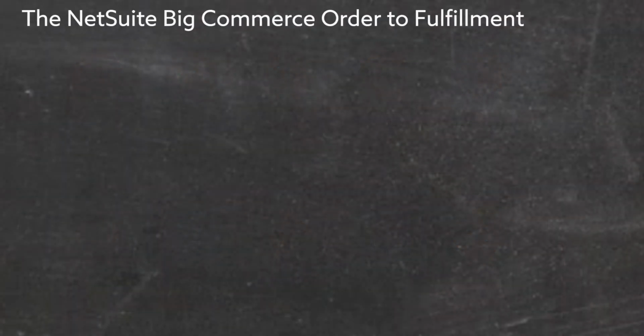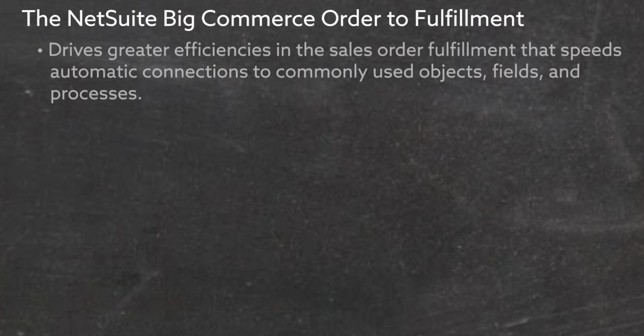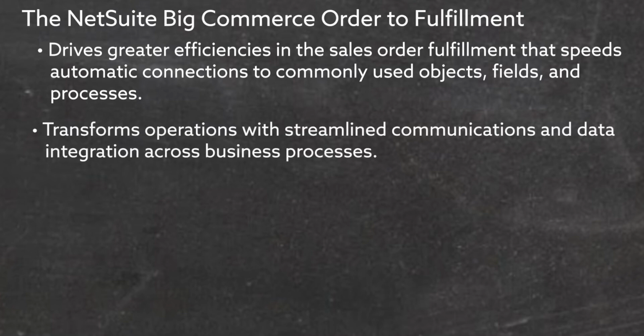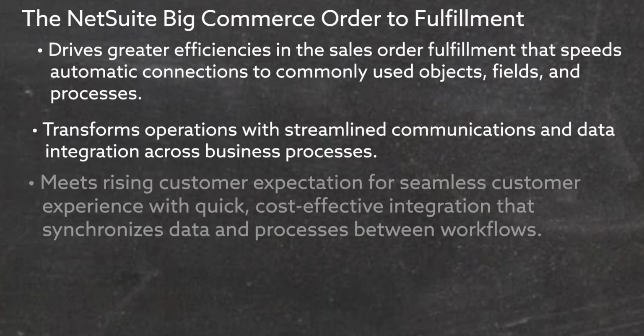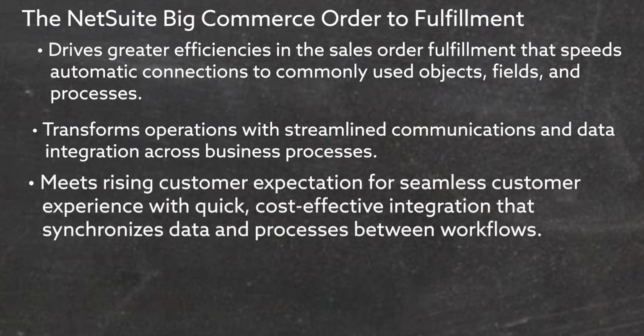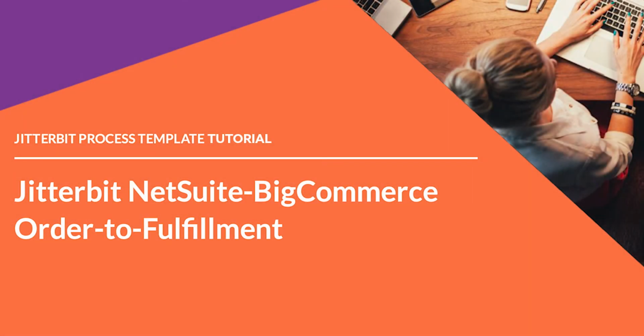The NetSuite-BigCommerce Order to Fulfillment process template drives greater efficiencies in sales order fulfillment that speeds automatic connections to commonly used objects, fields, and processes, transforms operations with streamlined communications and data integration across business processes, and meets rising customer expectations for seamless customer experience with quick, cost-effective integration that synchronizes data and processes between workflows. With all that out of the way, let's begin with installing the process template.